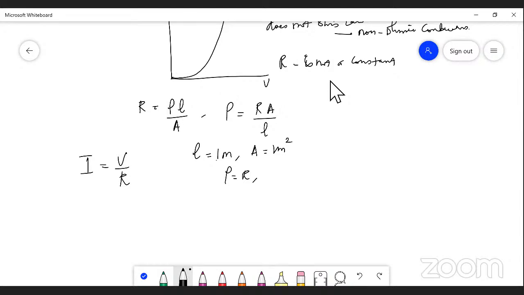Greater the potential difference, greater is the flow of electric current. Lesser the potential difference, lesser is the flow of electric current. Greater the value of resistance, lesser is the current. Lesser the value of resistance, greater is the flow of electric current. This is all about Ohm's law. We shall now solve some of the problems related to this.